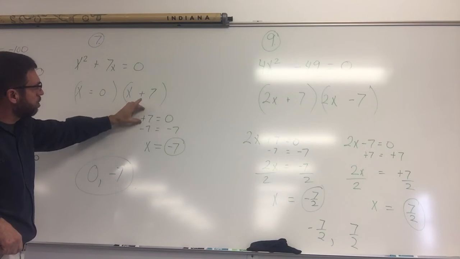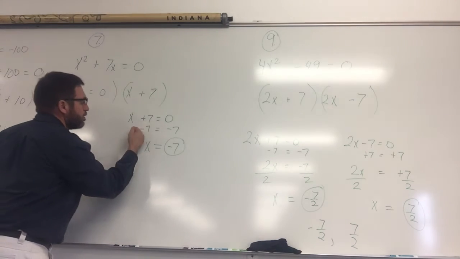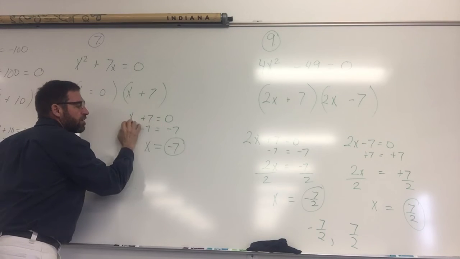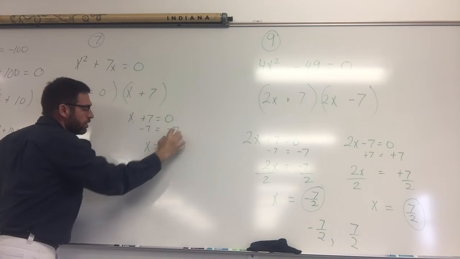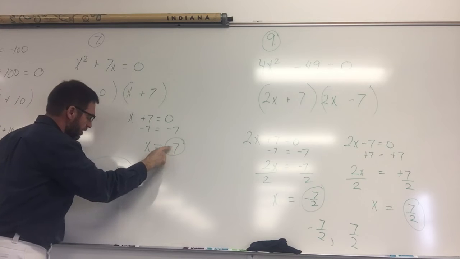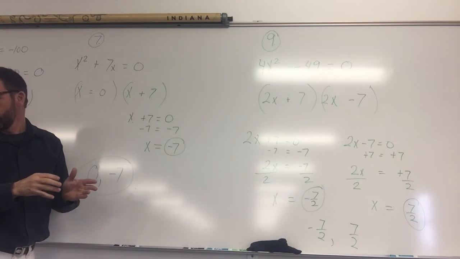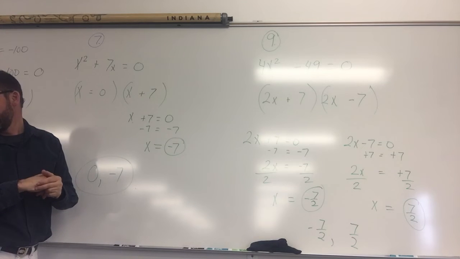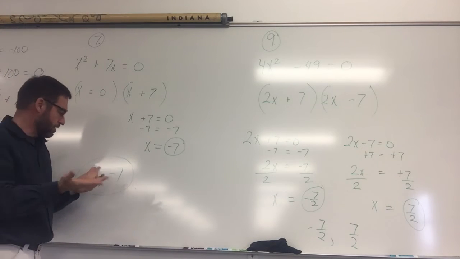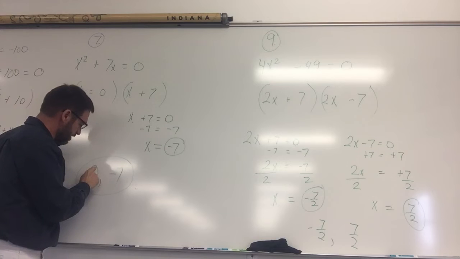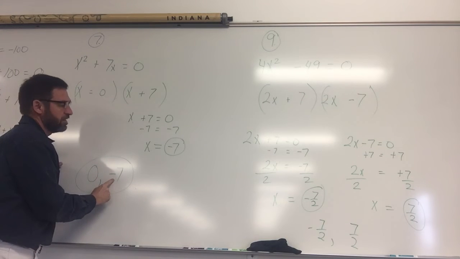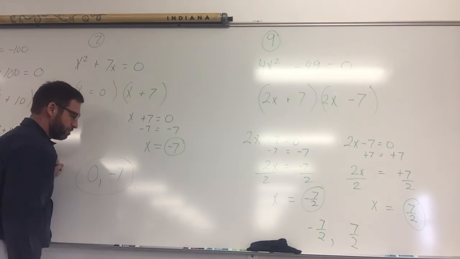Now you have the x plus 7. The way you find out, you subtract 7. On this side, you subtract 7 from 0, x equals negative 7. These are simple. They are fast. So when you do problems 7 and 8, it's easy. One number will be 0, and this one is negative 7.